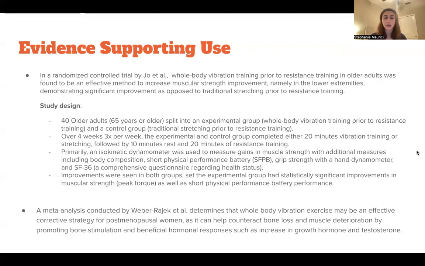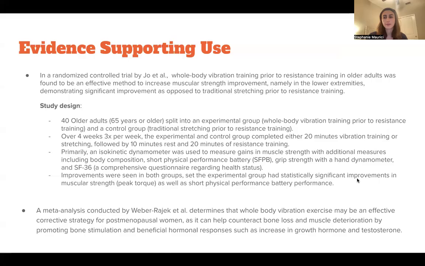For data collection, an isokinetic dynamometer was used to measure gains in muscular strength, and additional measures included body composition, the short physical performance battery, grip strength with a hand dynamometer, and the SF-36, which was a comprehensive questionnaire about health status. So improvements were actually seen in both groups, but the experimental group had a statistically significant improvement in muscular strength measured in peak torque, as well as their short physical performance battery.